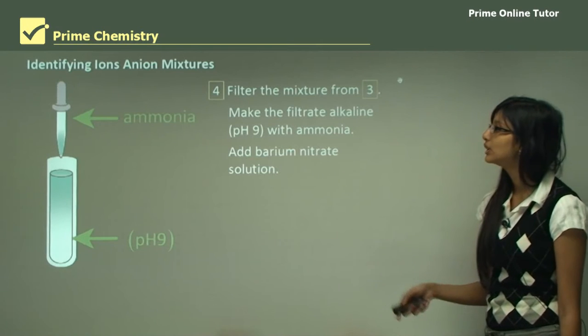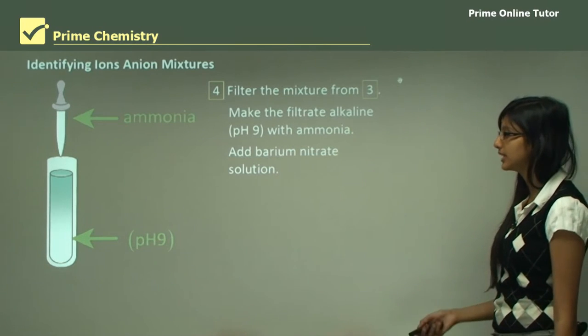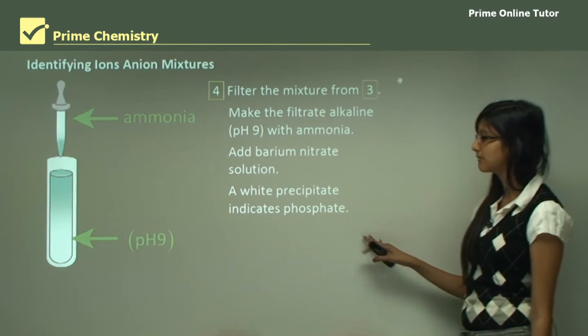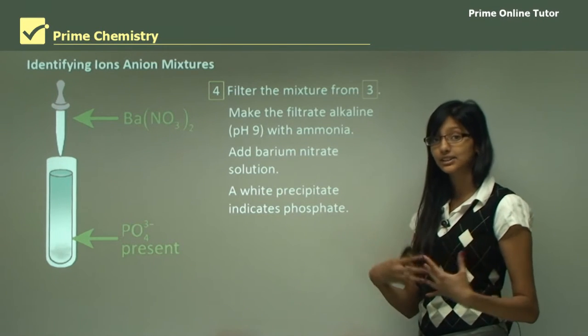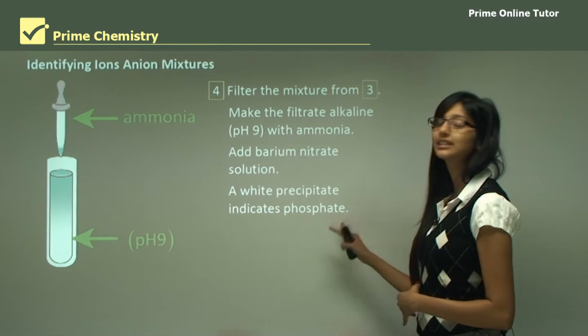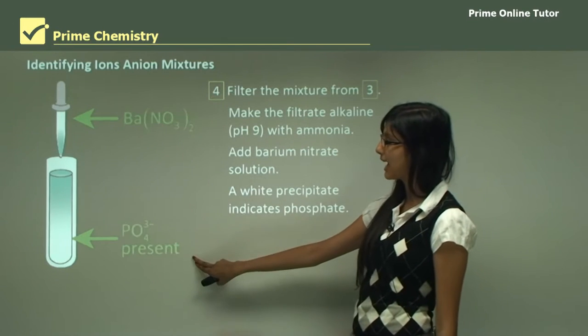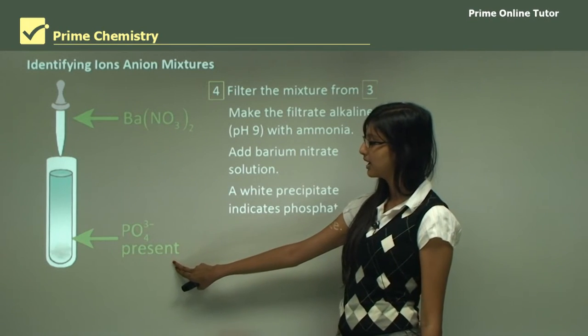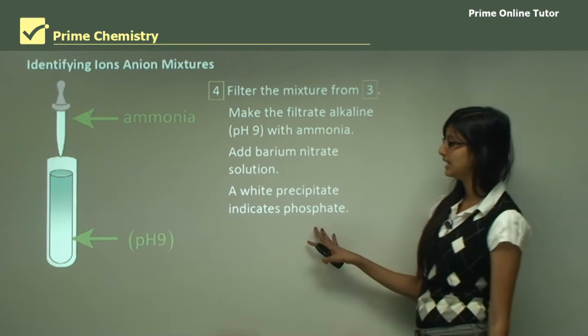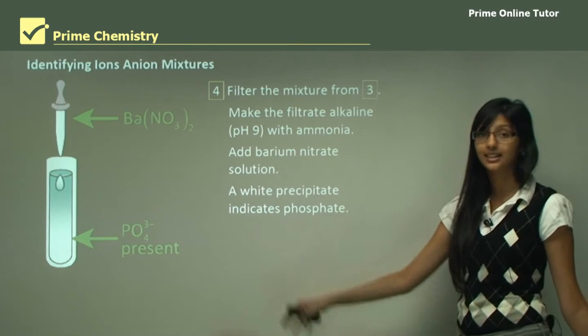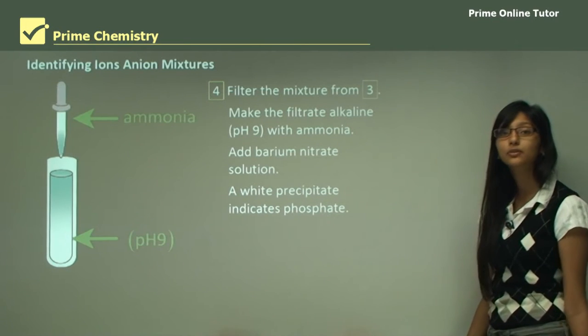And then you can add barium nitrate to the solution. When you add barium nitrate to the solution, if a white precipitate forms in an alkaline solution, then it indicates that phosphate is present. So you make it alkaline by adding ammonia, and then barium nitrate should form a white precipitate, indicating that phosphate ions are present in your solution, as you can see in the animation. So let's move on to the next step.